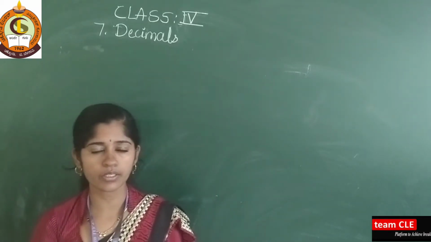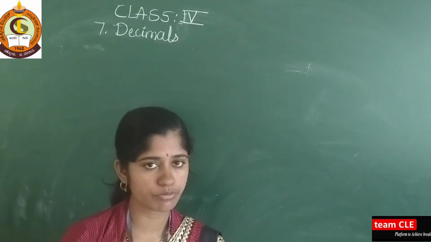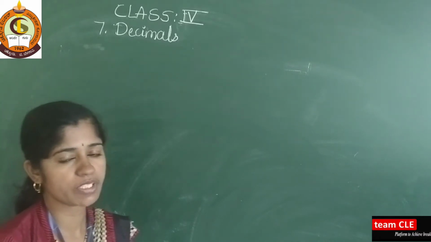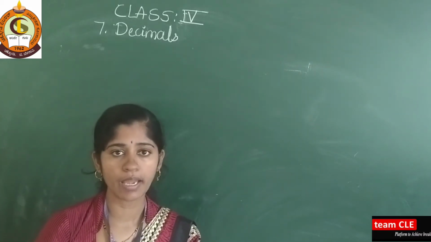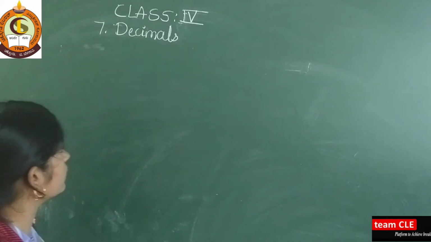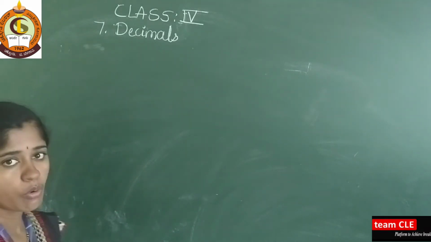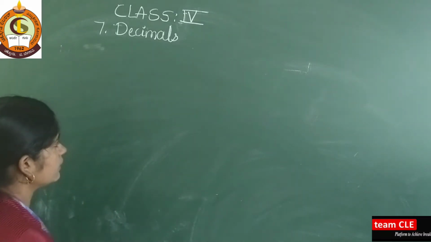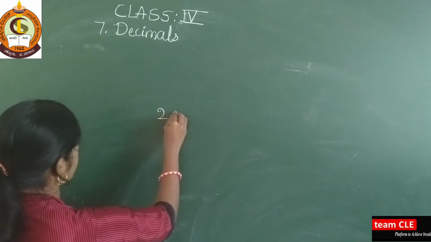Today we will learn a new lesson of class 4, and that is decimals. Dear students, in previous videos you learnt briefly about fractions. In today's class we are going to learn about decimals. Then what are these decimals? Decimals means this type of numbers, 2.3.